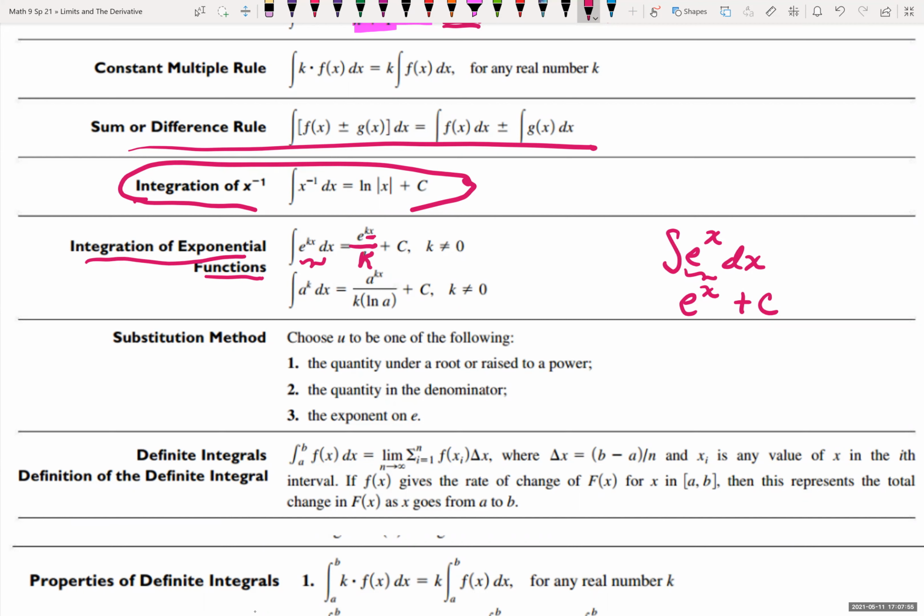If k is 0, well, that's saying we have e to the 0 power. And if k equals 0, this is just equal to 1. So that rule isn't going to apply. So that's why they have that in here.